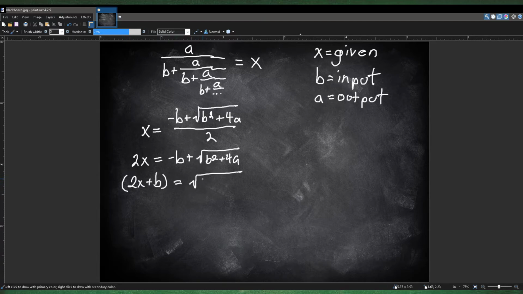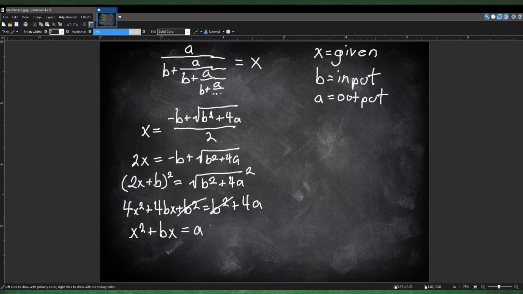Equals the square root of b squared plus 4a. And then we square both sides, right? And then we have 4x squared plus 4bx plus b squared is equal to b squared plus 4a. Cancel out like terms, so we cancel out the b squared. And now we can divide by 4. So that'll be x squared plus bx is equal to a.